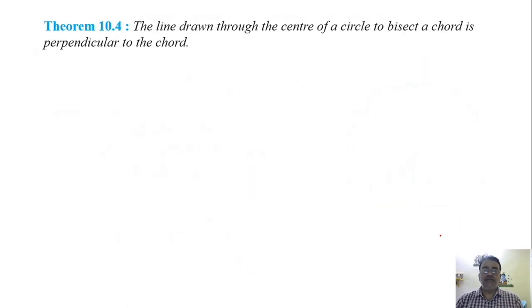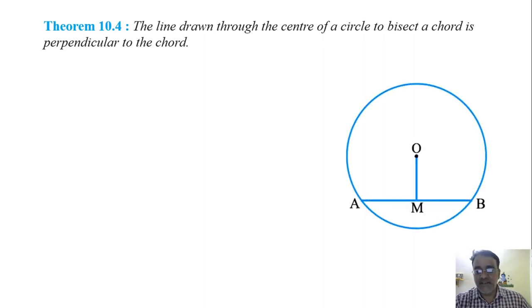So now the converse of theorem 10.3. The line drawn through the center of a circle to bisect a chord is perpendicular to the chord. This is the converse of 10.3. So you see the diagram. Now M is the midpoint of AB and we are joining it with the center O. So what we have to show is that this angle is 90 degrees. How do we show it?